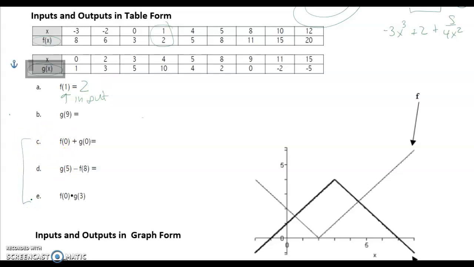These are just operations, but we could do one just to get us started. Let's see, f of 0 times g of 3. This is an input. Let's look at f of 0. When the input is 0, the output is 3. And for g, when the input is 3, the output is 5. So that yields 15.